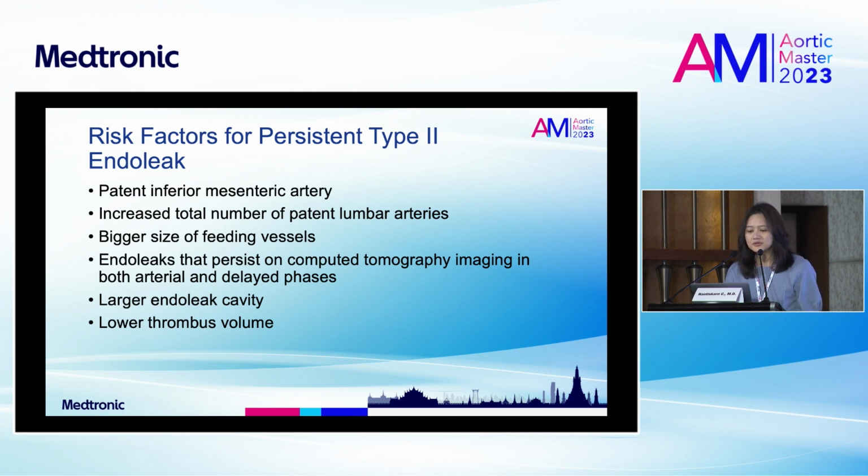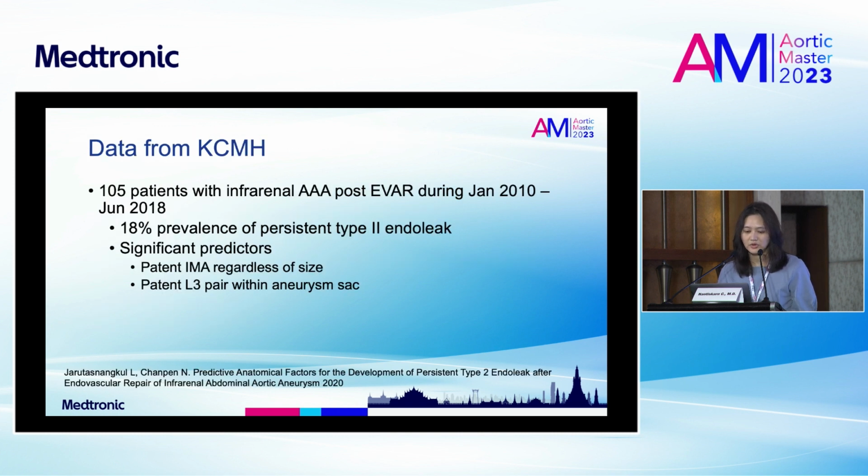The risk factors that contribute to persistent type 2 endoleak are a patent IMA, an increased total number of patent lumbar arteries, and a bigger size of the feeding vessels, or when you can identify on the CT scan that the endoleak persists from both the arterial and delayed phases. It determines that the leak is quite rapid flow and needs treatment. Other factors are a larger endoleak cavity or a lower thrombus volume.